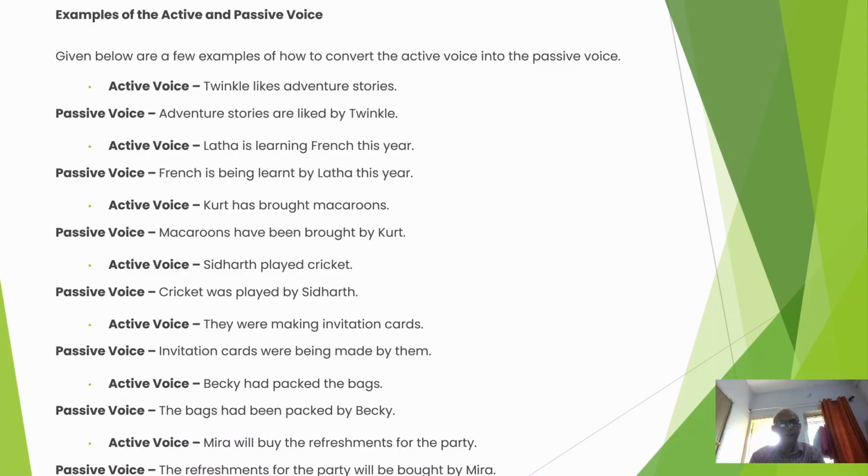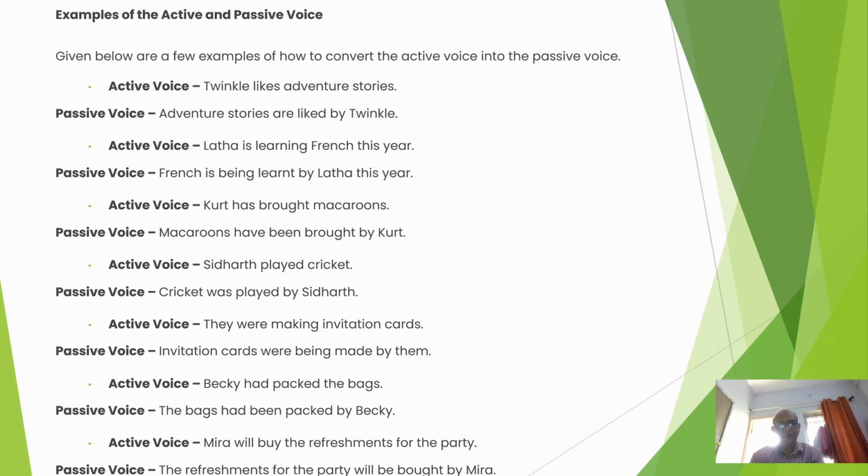Examples of active and passive voice. Given below are a few examples of how to convert the active voice into the passive voice. Active voice: Twinkle likes adventure stories. Adventure stories are liked by Twinkle. Active voice: Latha is learning French this year. Passive voice: French is being learned by Latha this year.